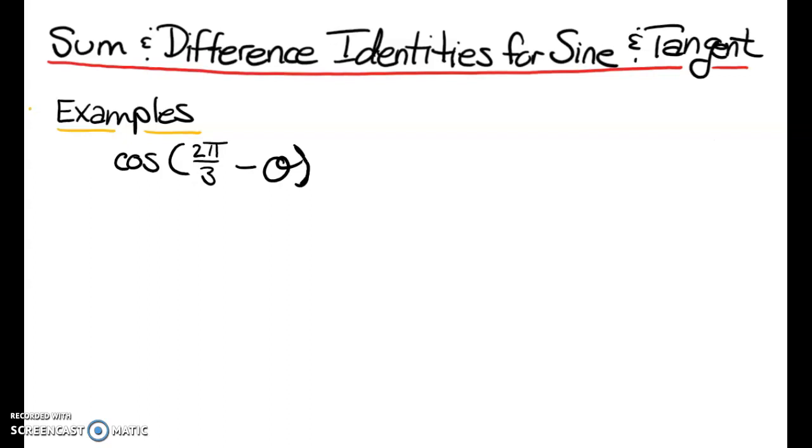This is part 2 of the sum and difference identities for sine and tangent, and these examples will be really good to watch for your second part of the 5.4 homework.